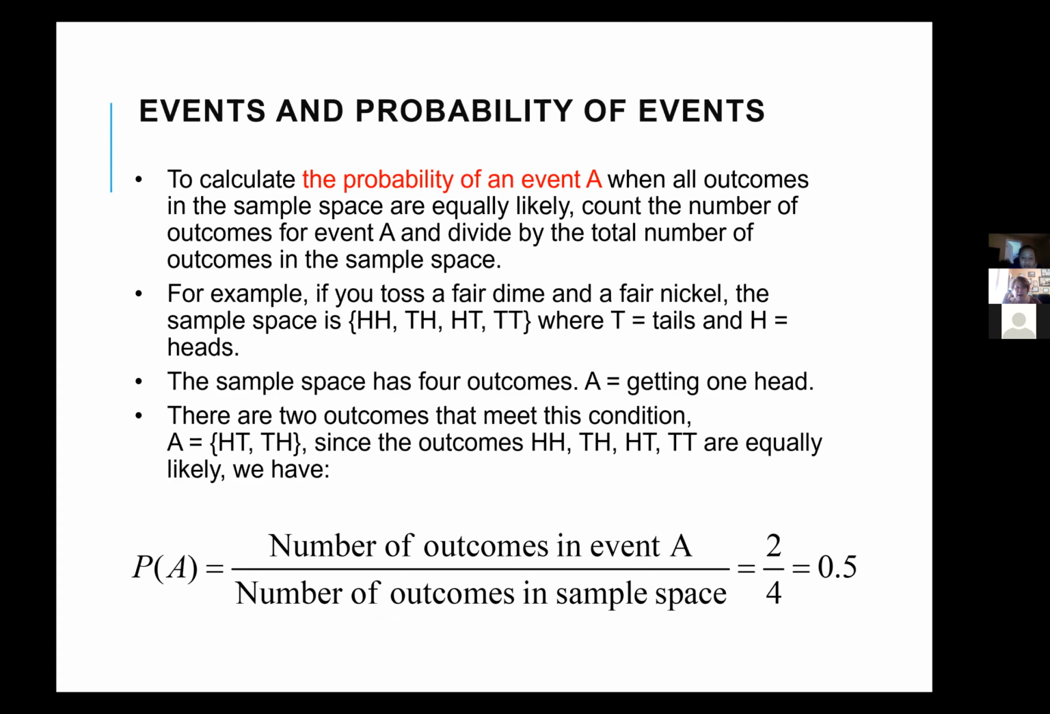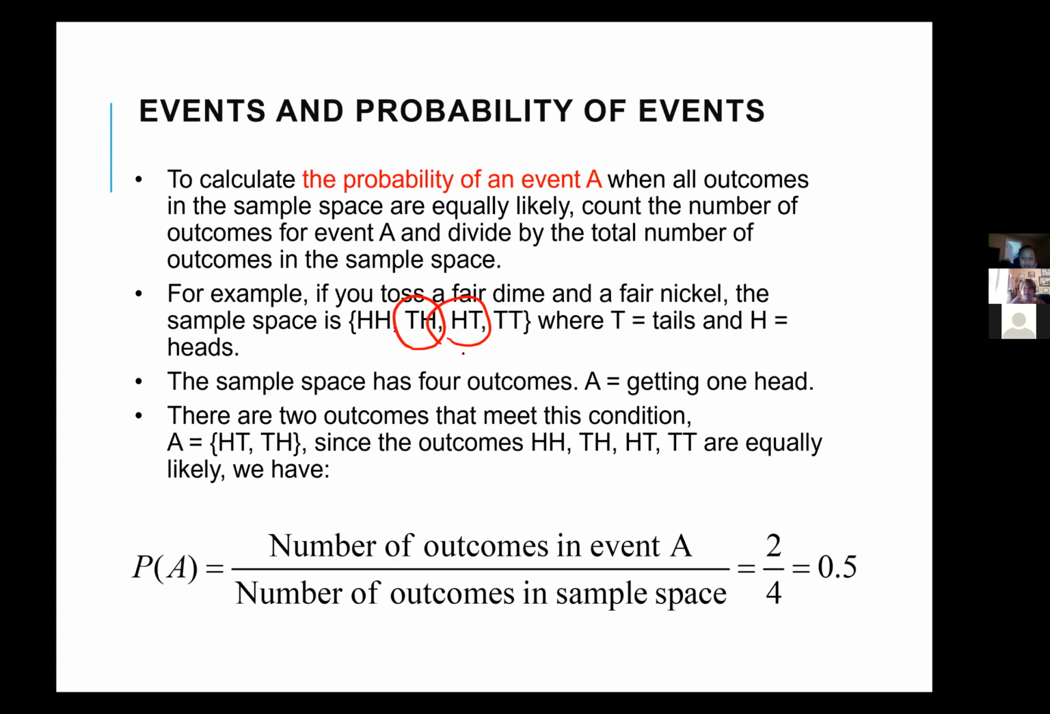So there are 4 possible outcomes in your sample space. You could get both heads, tail, head, head, tail, or tail, tail. Okay, 4 possible outcomes. So what's the probability of getting exactly 1 head? Well, there are 2 outcomes in your sample space where you get exactly 1 head. If the dime is a tail and the nickel is a head, or if the dime is a head and the nickel is a tail. So there are 2 possible outcomes out of the 4 where you get exactly 1 head.